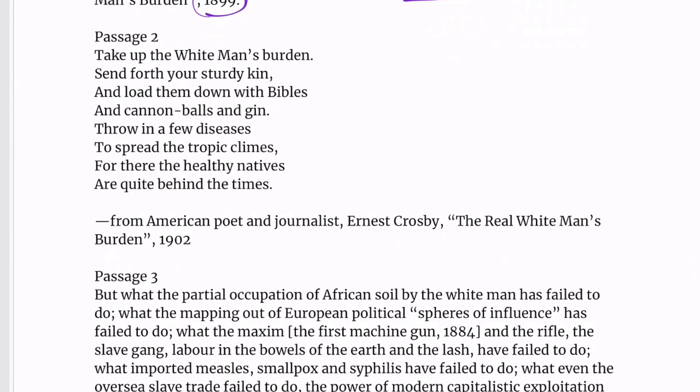Passage 2 says, "Take up the white man's burden, send forth your sturdy kin, and load them down with Bibles and cannonballs and gin. Throw in a few diseases to spread the tropic climes, for there the healthy natives are quite behind the times."